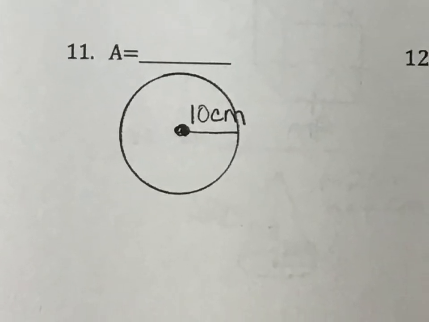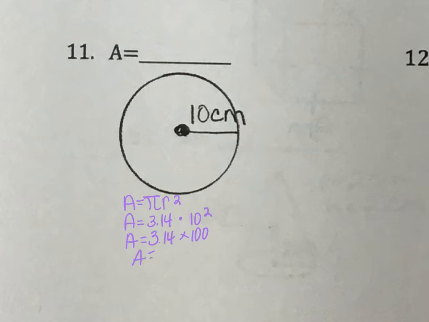Number 11. This is another area of a circle, which is area equals pi times radius squared. And notice how I'm writing my steps. This is how you are to write your steps. Everybody see that? That's why I want you to follow along with me. Area equals 314 centimeters squared. Okay? Make sure you know how to work these. 314 centimeters squared.